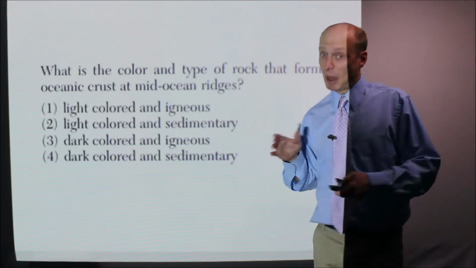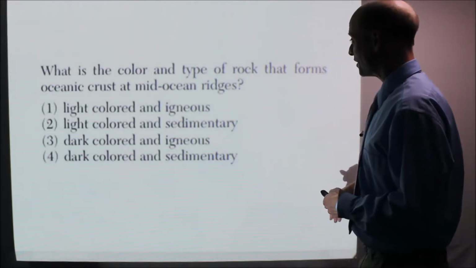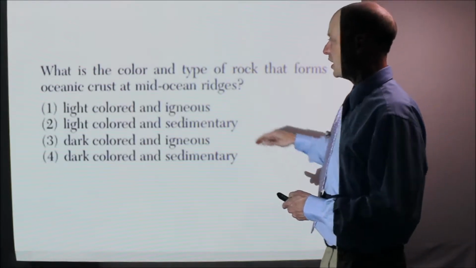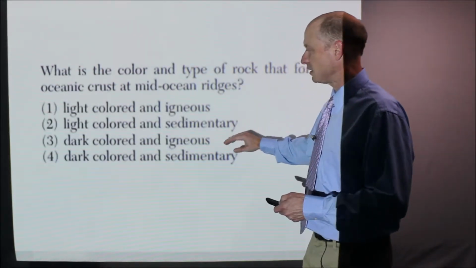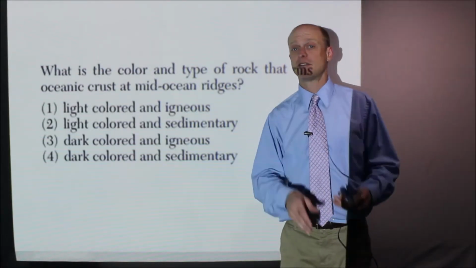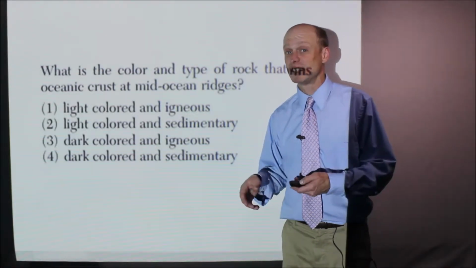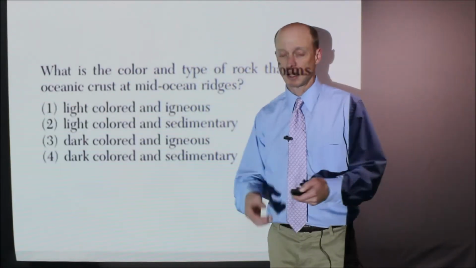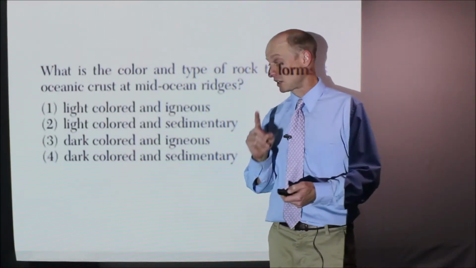This, not one of the easier questions. Watch this. What is the color and type of rock that forms oceanic crust at mid-ocean ridges? Light-colored and igneous, light-colored sedimentary, dark-colored and igneous, dark-colored and sedimentary. Hopefully, you know right off the bat that it's not sedimentary and that it is igneous from lava flow. So that you got to know in your head. But the dark color versus light color, that's where it gets tricky. Okay, that's the tricky part of this.